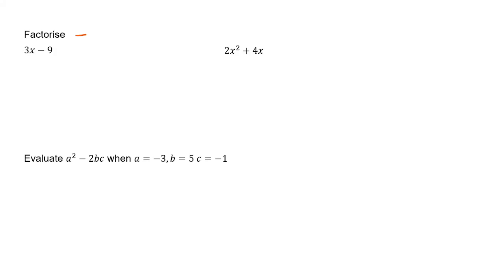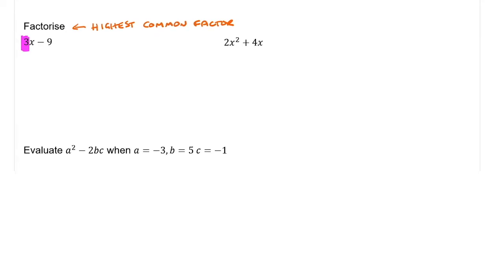So for factorize, we want highest common factor. Okay, highest common factor. For the first one, it is going to be the 3. All right, so 3 is our highest common factor there. Okay, so we pop the 3 out. We're left with x minus 3. Okay, so dividing each of those terms by the highest common factor gives us the 2 factors we need.